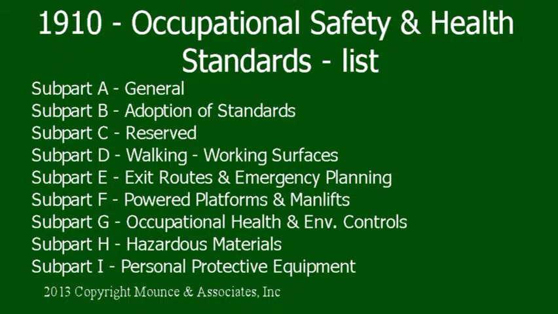Subpart E will cover compliance with alternate exit route codes, design and construction requirements for exit routes, maintenance, safeguards, and operational features for exit routes, emergency action plans, and fire prevention plans. Subpart F will cover powered platforms for building maintenance, vehicle-mounted elevating and rotating work platforms, and man lifts. Subpart G will cover ventilation, occupational noise exposure, non-ionizing radiation, and effective dates.